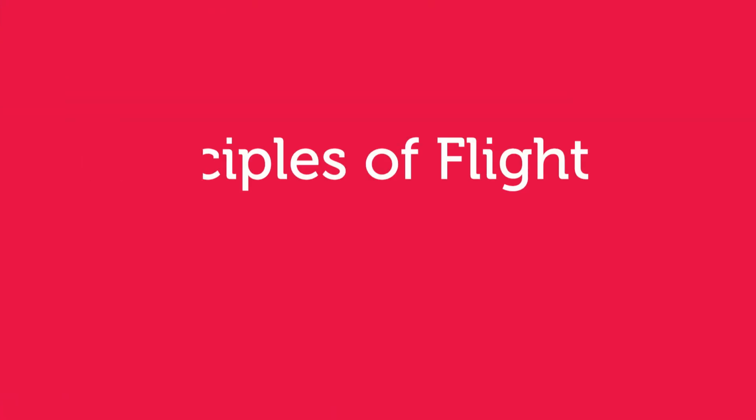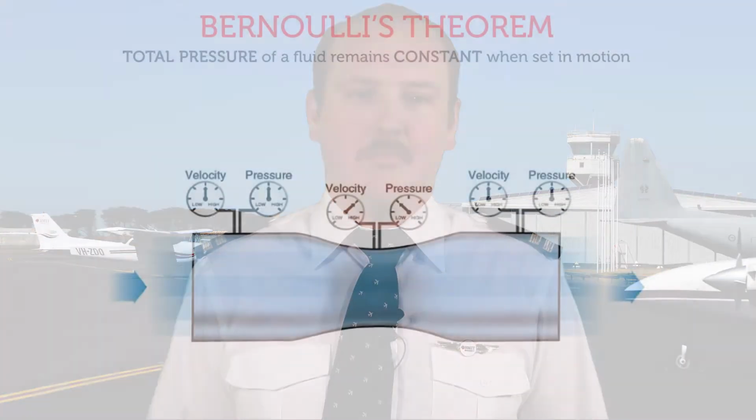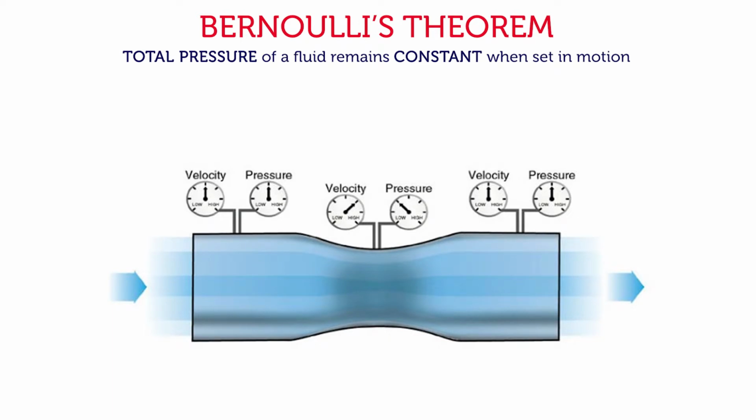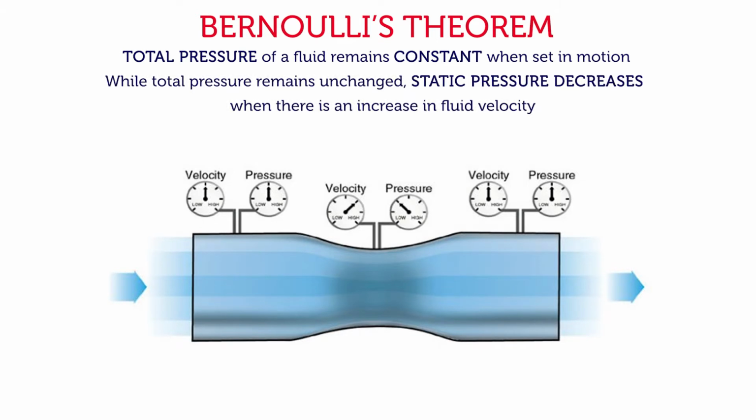The principles of flight. So Bernoulli's theorem. Bernoulli was a Swiss physicist who created this theorem of how an aerofoil would work. Bernoulli stated that the total pressure of a fluid will remain constant when it's set in motion. And while that total pressure remains unchanged, the static pressure will decrease when there is an increase in the fluid velocity. Now we can consider the air as a fluid in the atmosphere. He also turned it into a formula. Pressure total equals pressure static plus pressure dynamic.